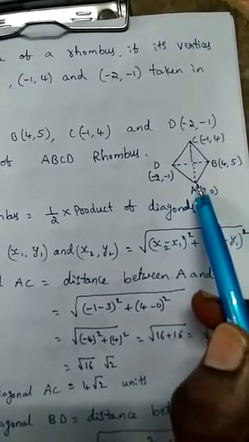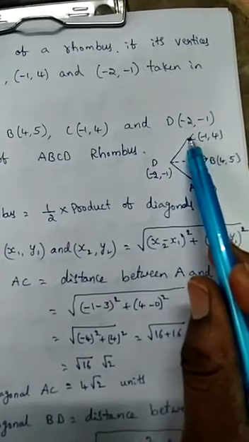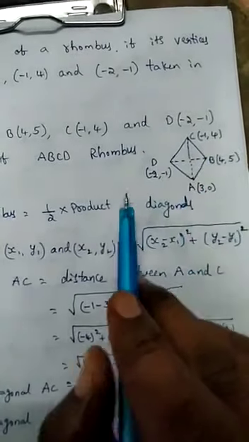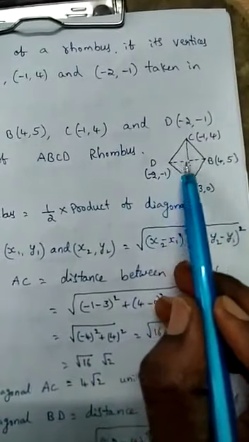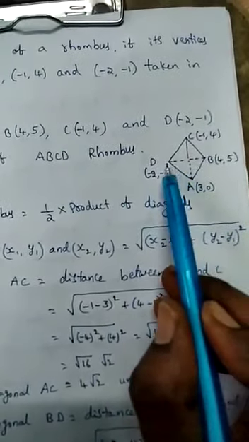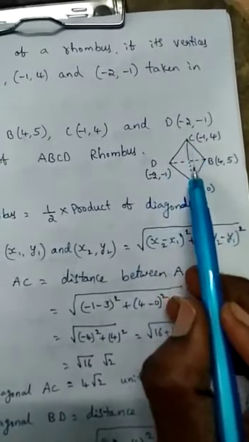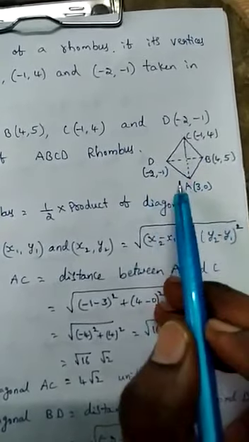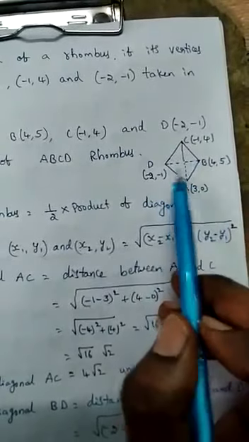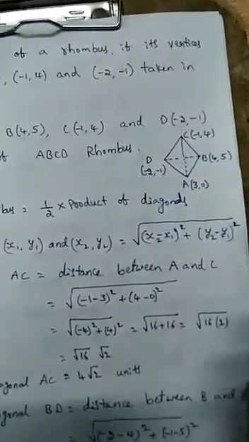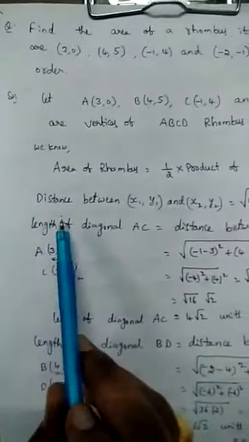What is the meaning of the length of the line segment AC? The distance from the point A to C. That is also considered the length of the line segment AC. And the second diagonal length means the distance between the points B and D. So we require the AC distance and the BD distance. After that we take the product of those values. Half of that result is equal to the area of the rhombus.